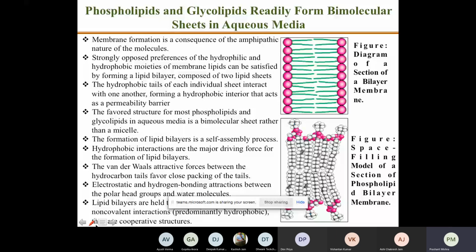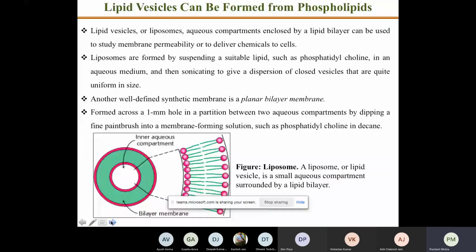Now, coming to the question, if I take the lipid from a plasma membrane of any organism and put it in water, can we form a structure? The answer is yes. You can form a lipid vesicle. To form a lipid vesicle, you require a suitable lipid. For example, you can take phosphatidylcholine, or phosphatidylethanolamine, anything which has both hydrophilic and hydrophobic groups. Lipid vesicles are liposomes.